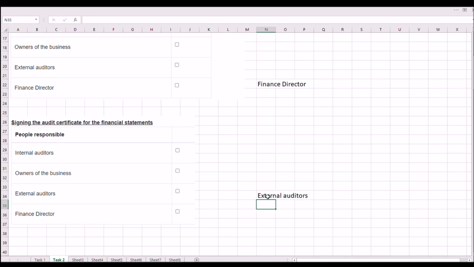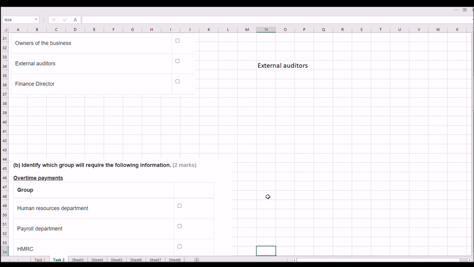So a systems audit to reduce risk and therefore reduce the amount of substantive testing is a theoretical concept that doesn't really have a place in a modern auditing point of view. But you might see it later on at higher levels when you're doing audit. Okay, so identify which group will require the following information.